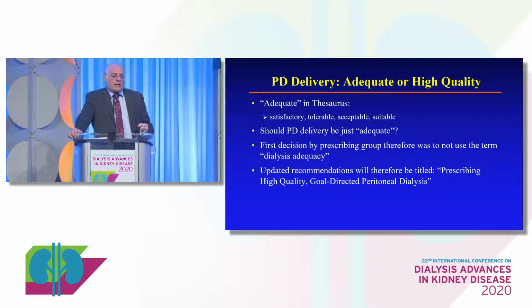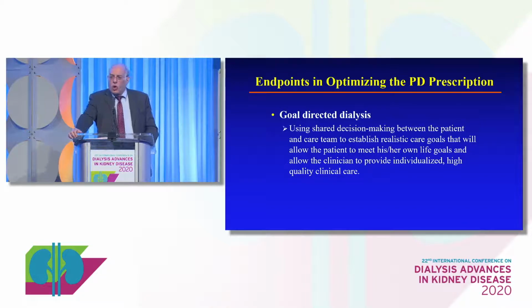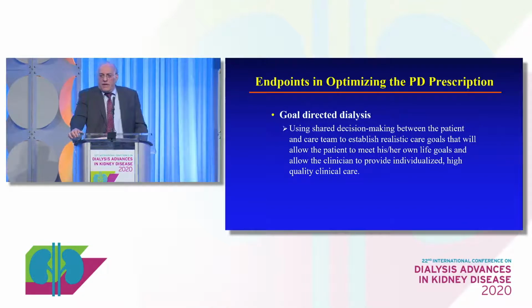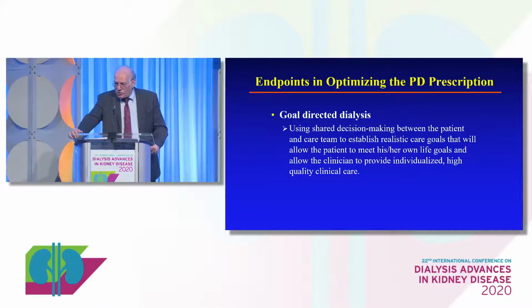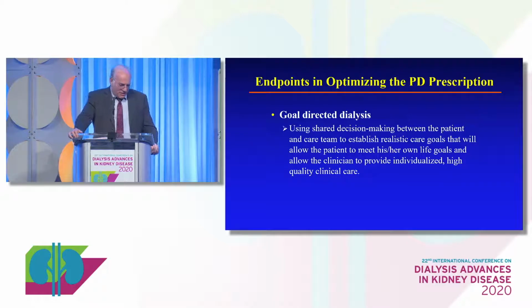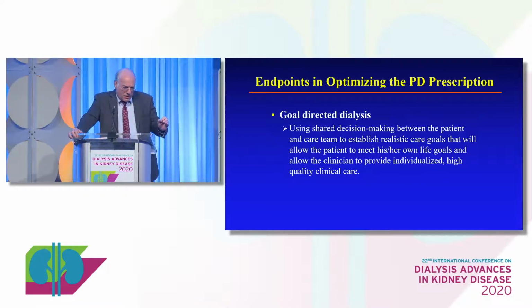So for the new guidelines, we're not talking about dialysis adequacy. We're talking instead about prescribing high-quality, goal-directed peritoneal dialysis. So what does goal-directed mean? It means we have to do the unthinkable and speak to the patient and find out what he or she actually wants out of life. We use shared decision-making between the patient and the care team to establish realistic care goals that will allow the patient to meet his or her own life goals and allow the clinician to provide individualized, high-quality clinical care.